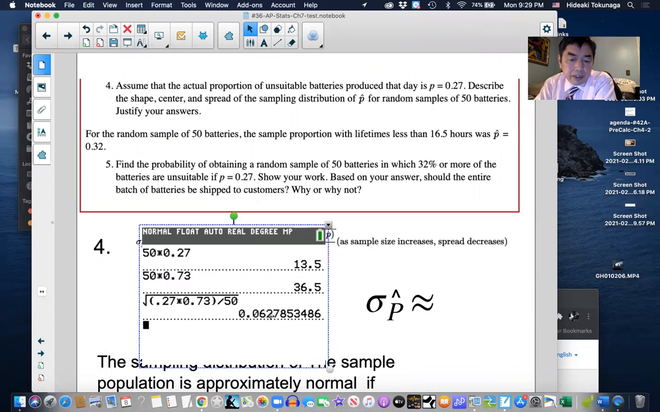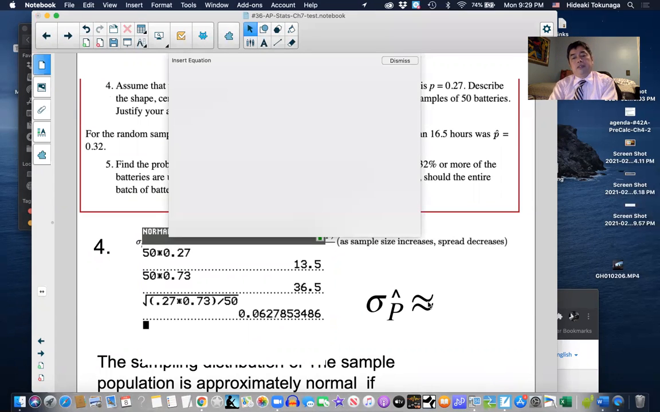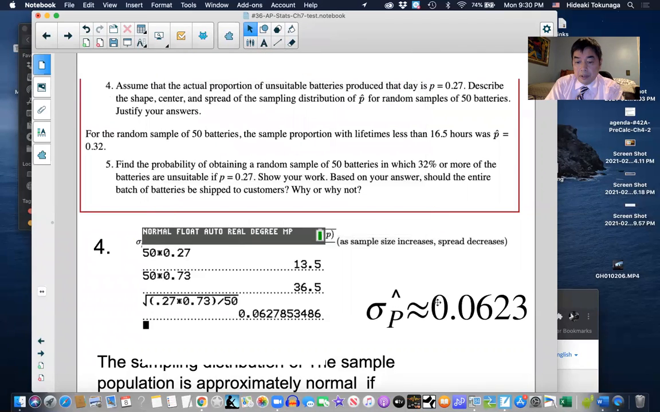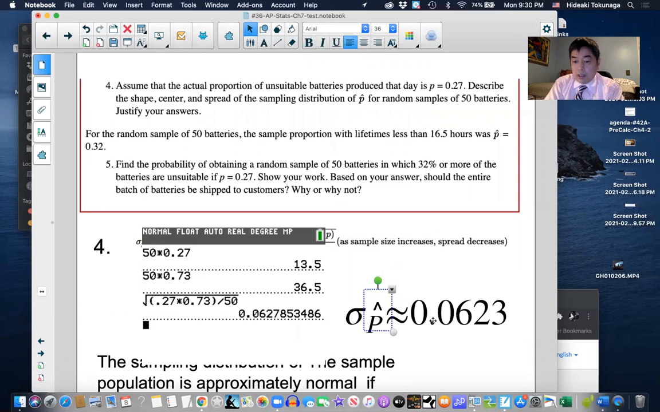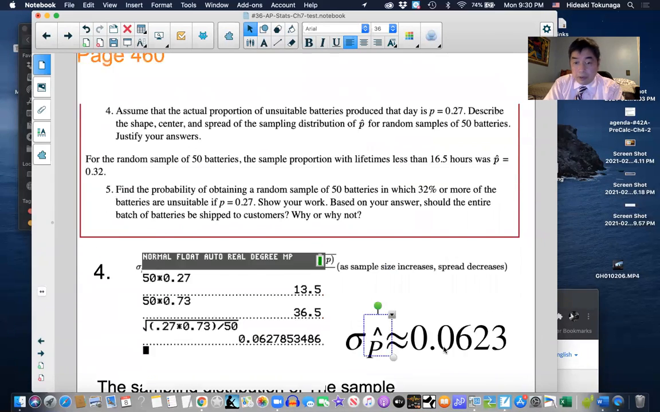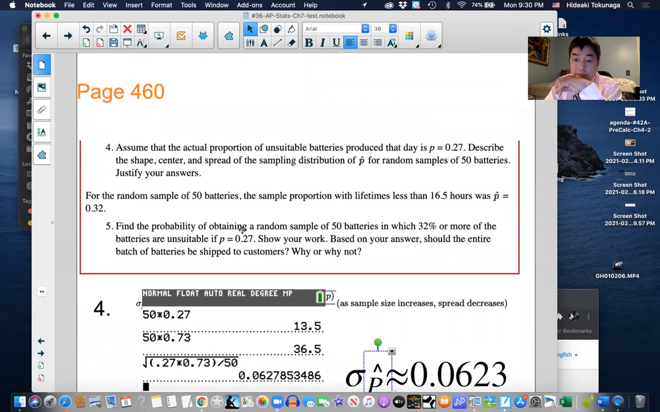It is 0.0623. Let's round to the nearest thousandth. Okay, 0.0623. Okay. So I'll remove this one, and p hat is going to be okay. So let's use this.